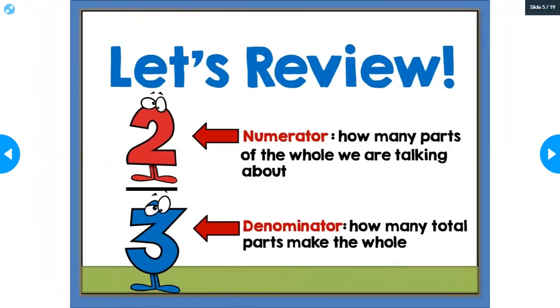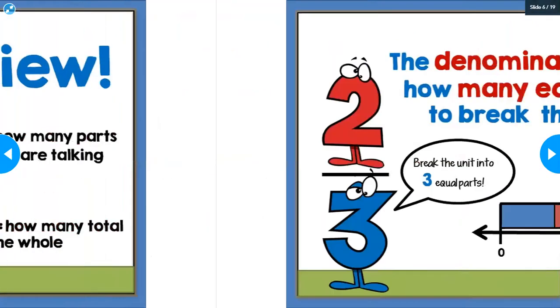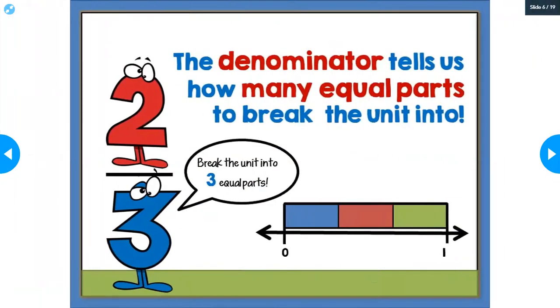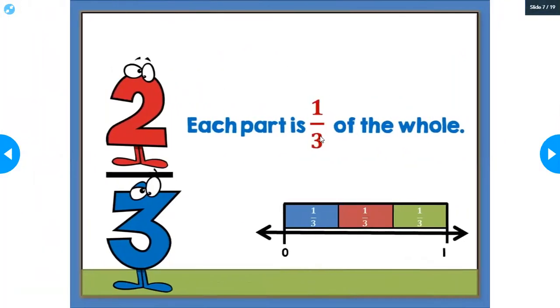So if we review again, 2 is our numerator. How many parts of the whole are we actually talking about? And the denominator is the total parts that make the whole. So the denominator tells us how many equal parts to break the unit into. In this case, our unit being the number line, we must break it into 3 equal parts. Each part is 1/3 of the whole, and you can see I have that labeled 1/3 and 1/3 and 1/3, which would give us 3/3 or 1 whole.